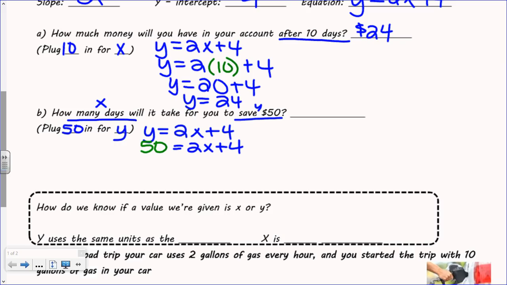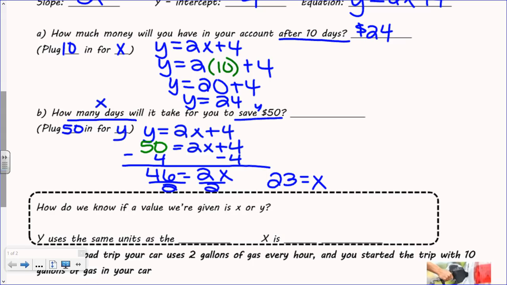Now this gives us a two-step equation, and we're just going to solve for x. So we're going to subtract 4 from both sides. And so we end up with 46 is equal to 2x. Divide both sides by 2. And then we get 23 is equal to x. So what does that 23 mean? It's 23 days. So it will take us 23 days to save $50. Okay?